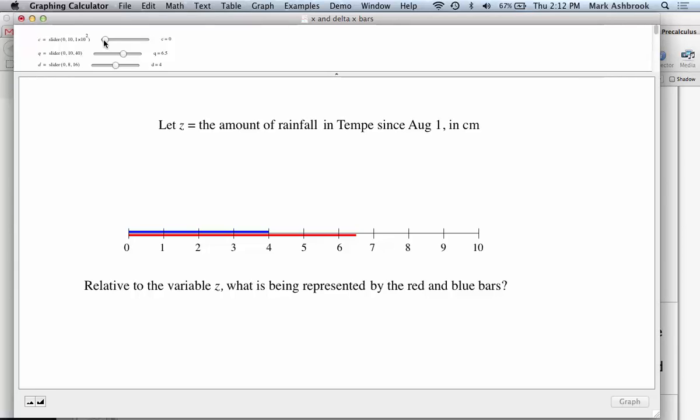Let me do something else. Sorry. Sorry, I'm trying to get it to be in the right spot. That's fine. Okay. How about that? Okay, so right there. So now what does the blue bar represent now?